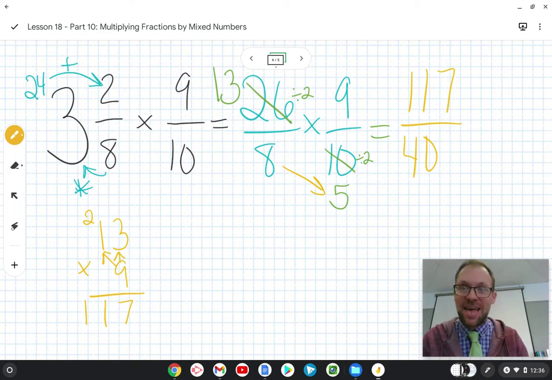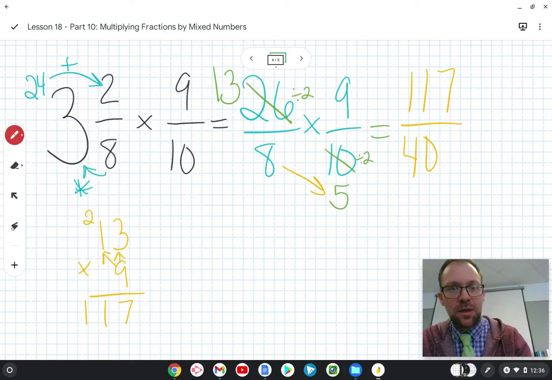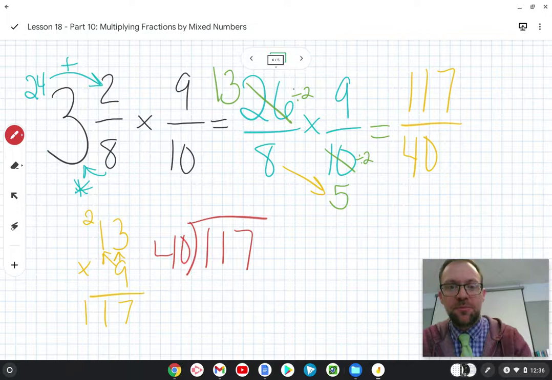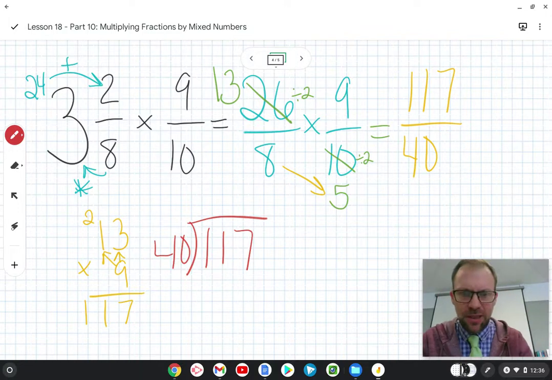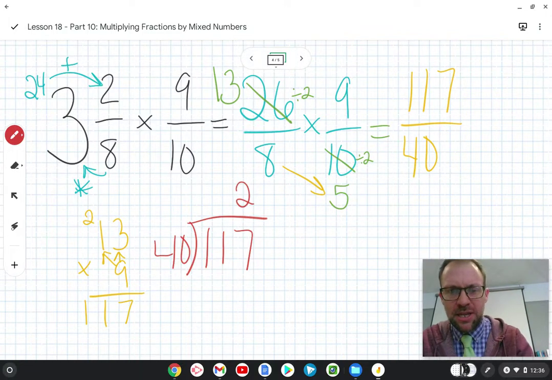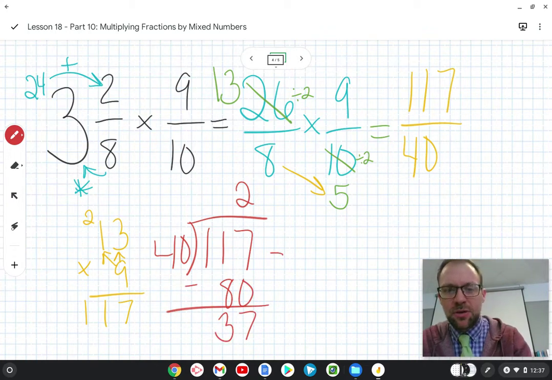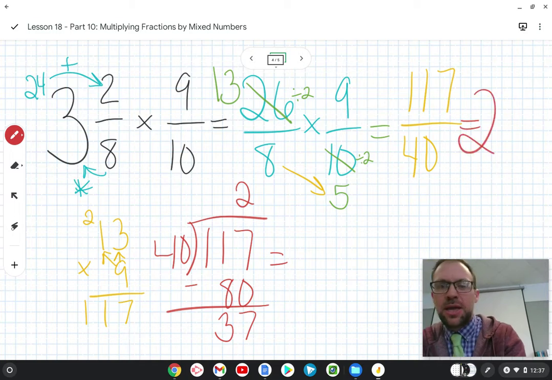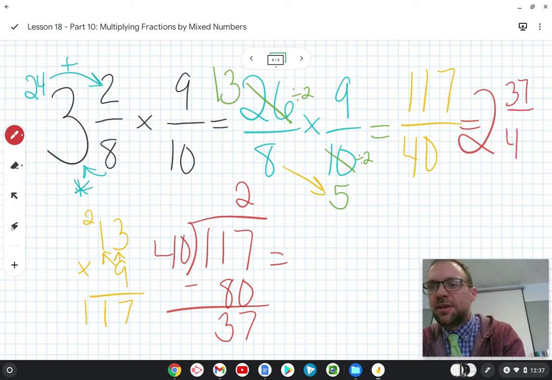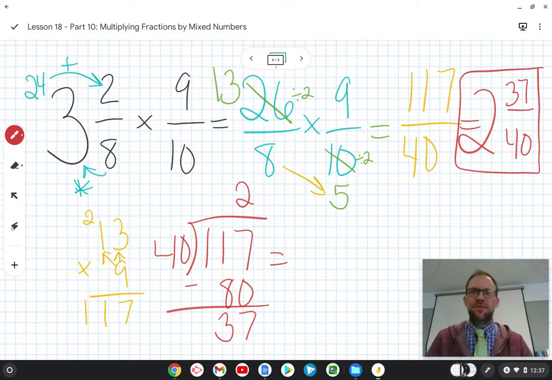Yes, I got to divide again. I got to convert this back into a mixed number. So let's do it. Luckily, we know long division. 117 divided by 40. Okay, well, there are 2 of them. 2 times 40 is 80. We'll subtract that away and get 37. So for our final answer, we're going to get 2 and 37/40. Look at that. And 37 and 40 don't share any common factors except 1, so that's simplest form.